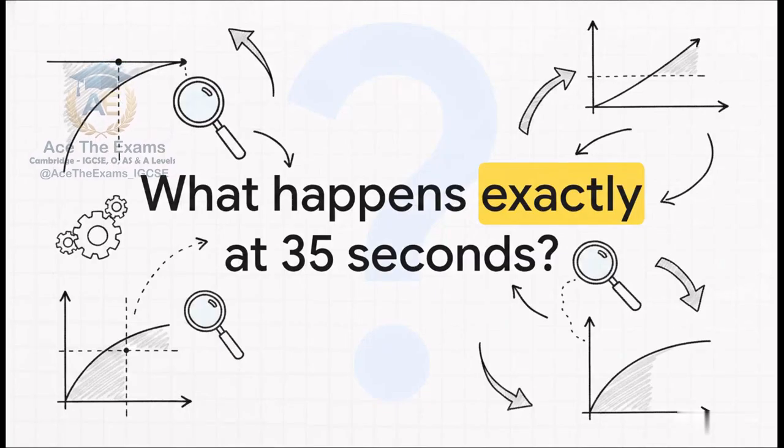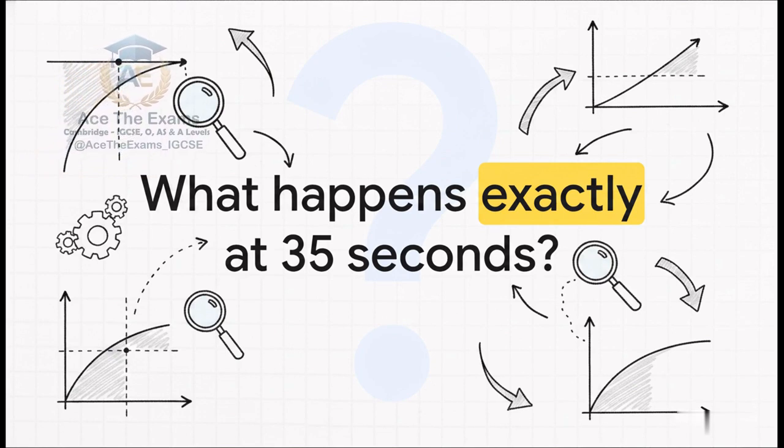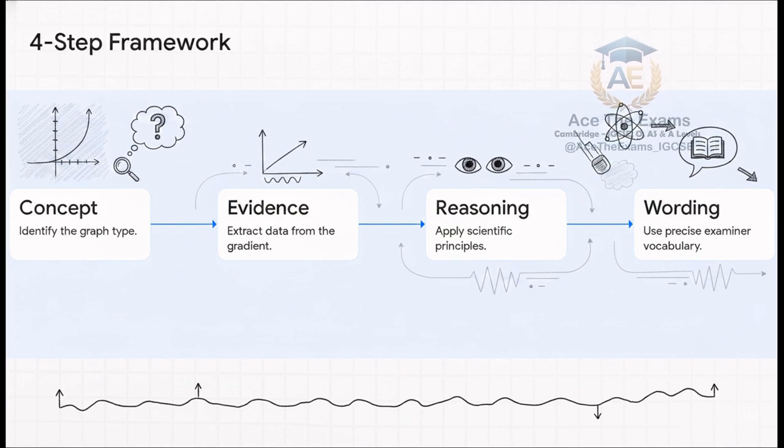So look closely at the graph. What happens exactly at the 35-second mark? In a moment, I'll show you the terminal velocity examiner clue right at 35 seconds that flips the mark scheme completely. But first, you need the framework to decode the curve leading up to it. Because you absolutely cannot just guess here. You need a system.